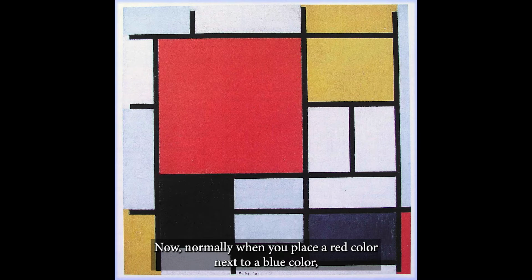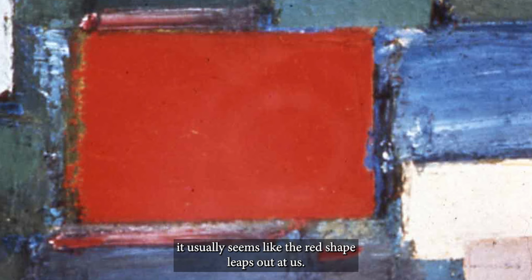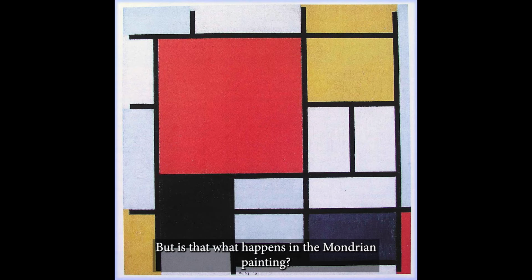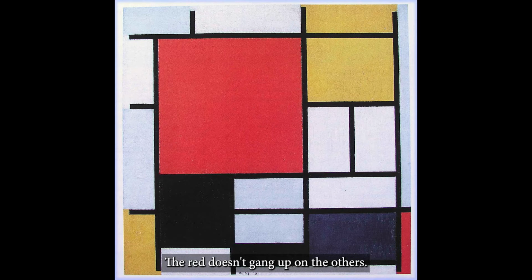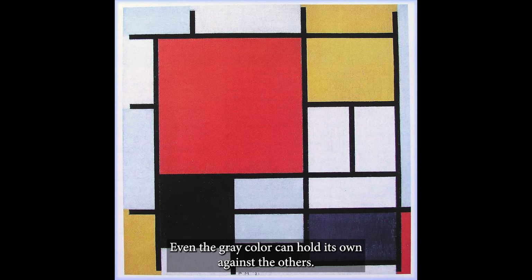Now, normally when you place a red color next to a blue color, it usually seems like the red shape leaps out at us, and usually the blue seems to fade into the background. But is that what happens in the Mondrian painting? Or perhaps all the colors seem to have an equal status? The red doesn't gang up on the others. The blue doesn't shy away from us. Even the gray color can hold its own against the others.